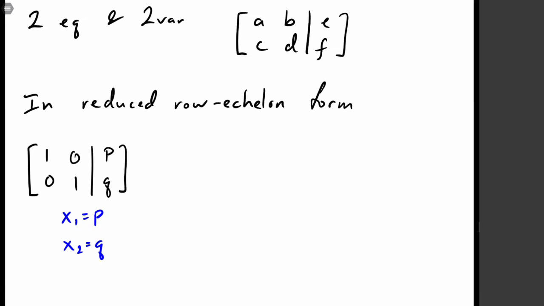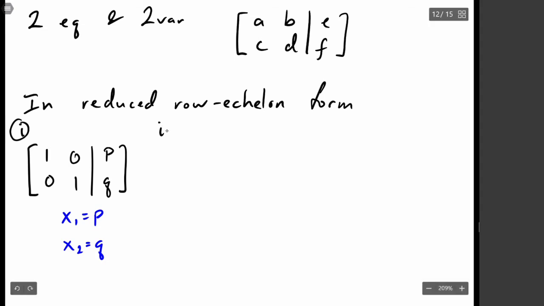Remember how we form one of these matrices from a system of equations? We're just doing that backwards here. First column represents x1, second one represents x2. The line is the equal sign, and these numbers over here are just some constant. So this is one possibility.